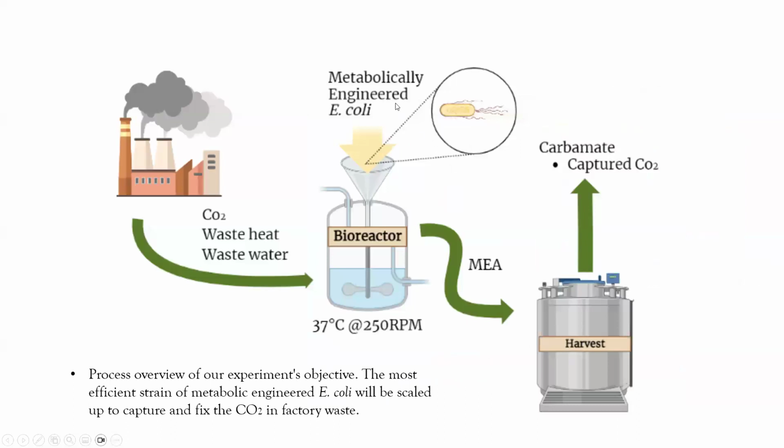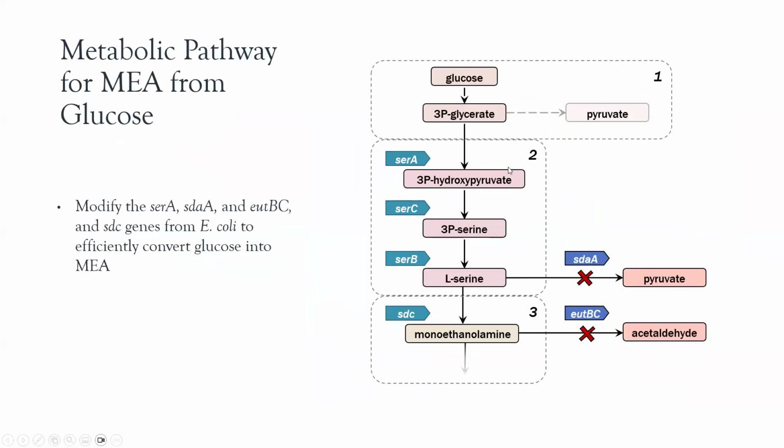So here is an overview of what my project is hoping to accomplish. We get some CO2 runoff from refineries. We run it through this chamber that's going to have a whole bunch of monoethanolamine that's been synthetically produced through this metabolically engineered E. coli, and then it's collected and harvested and disposed of, or taken away and used in whatever form. And how we're going to do that, you might ask?